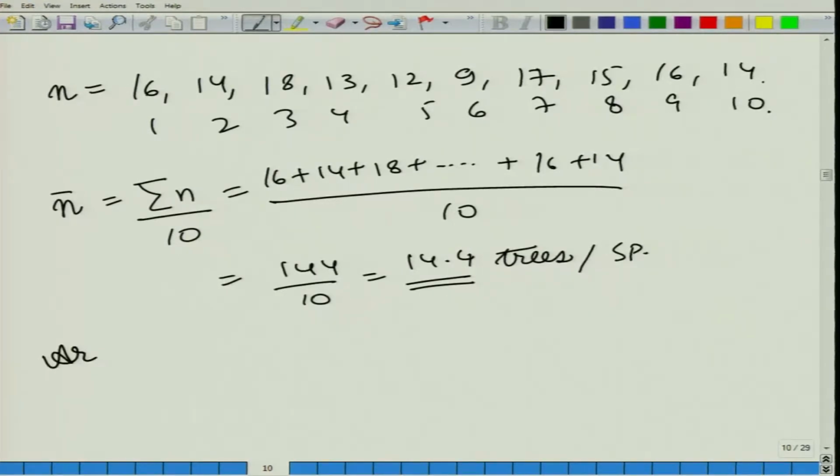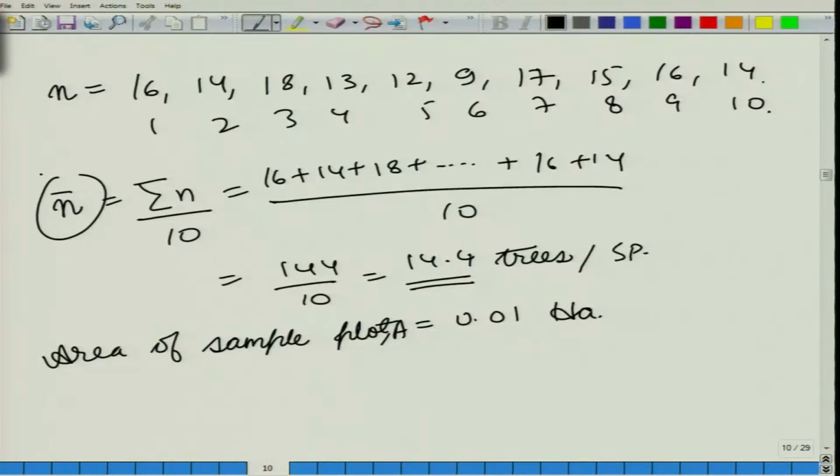Now, the area of the sample plot is given as 0.01 hectares. So, that is A, and here it is n bar. So, what is the number density?